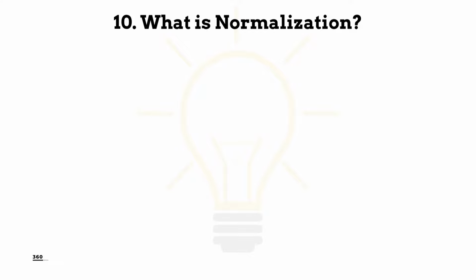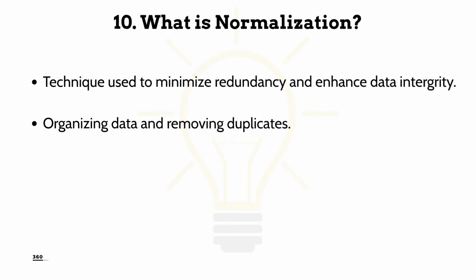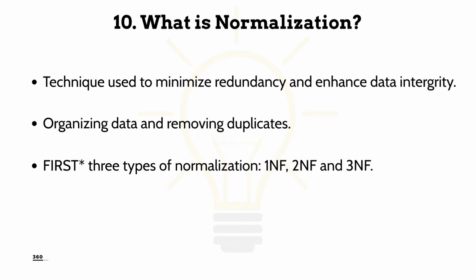Question 10. What is normalization in SQL? Normalization is the process of eliminating data redundancy and enhancing data integrity in the table. This helps in organizing the data and removing all duplicates. There are 6 types of database normalization, however the most common you will most likely see and use are the first 3. They are 1NF, 2NF, and 3NF.